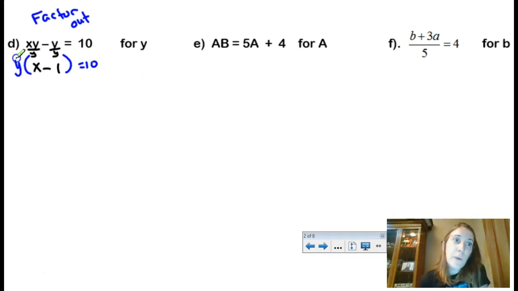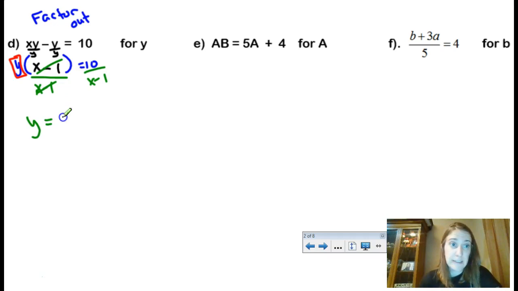Now that there's just one y in the problem, go ahead and box it in. And I know it's kind of ugly looking, but y is being multiplied by x minus 1. So to undo a multiplication of x minus 1, go ahead and divide by x minus 1. Fun! So remember, your job is just to isolate. They didn't say make it look a certain way. They literally just want you to get y by itself.